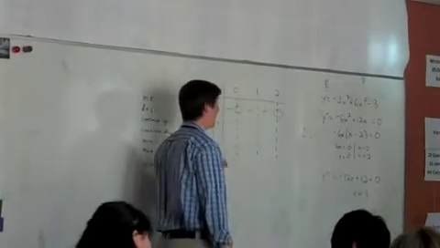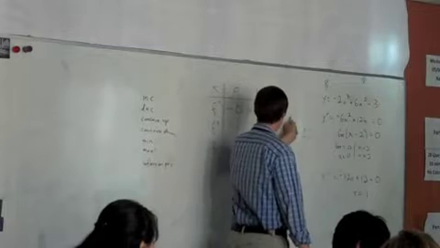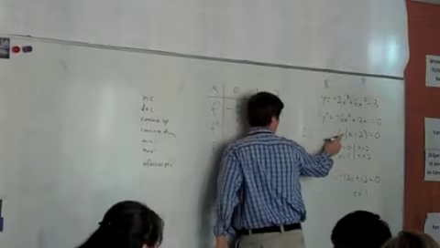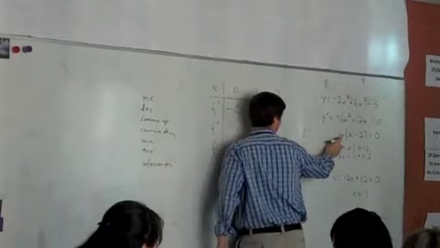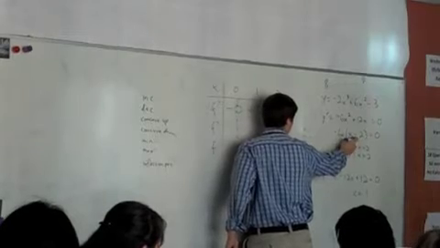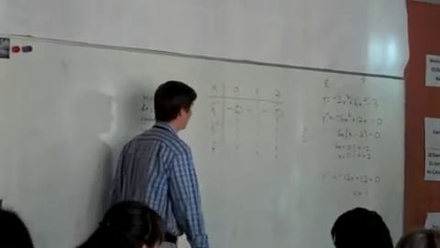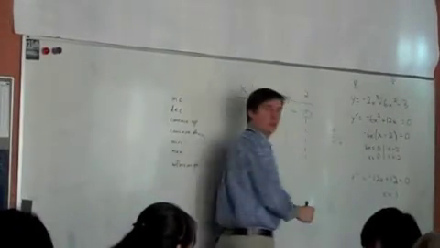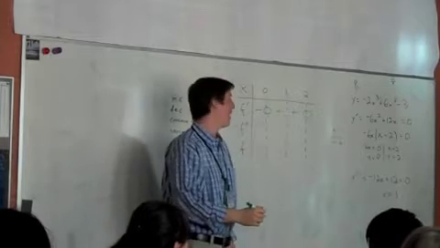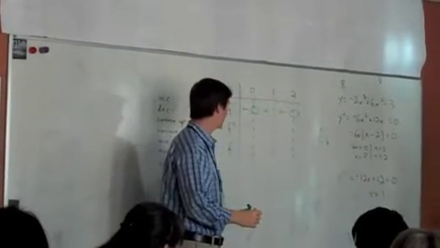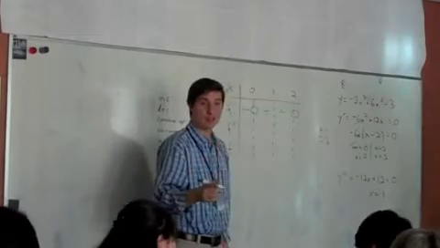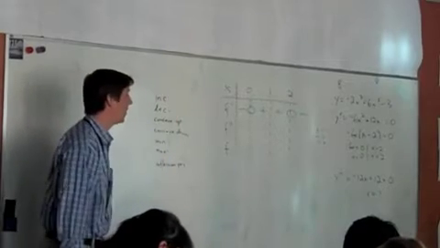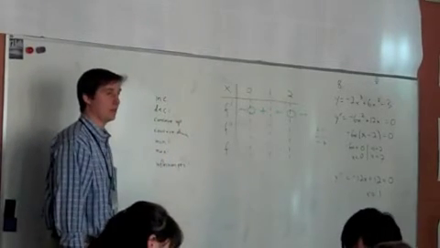I check a number to the right of 2. Roxana, what's the number over here? 3. What do I get when I plug it into here? Positive or negative? Negative. And this one? Positive. So what's a negative times a positive? Negative. Okay, great. So now I have all the information I need to determine the intervals.